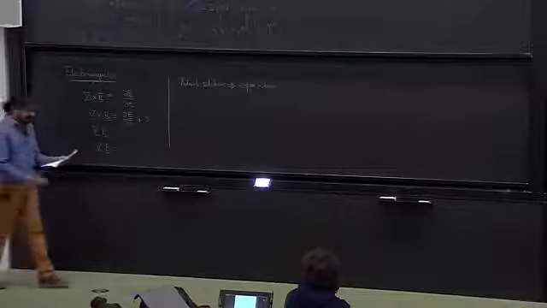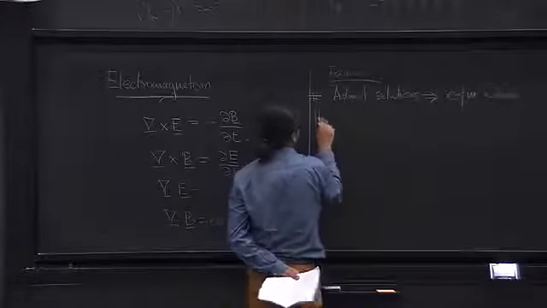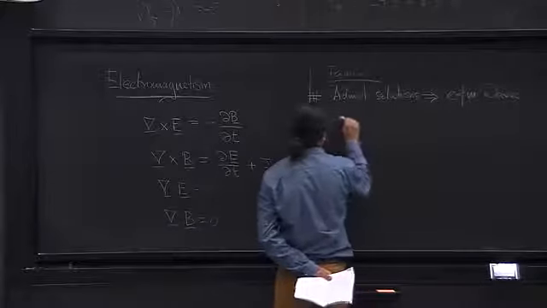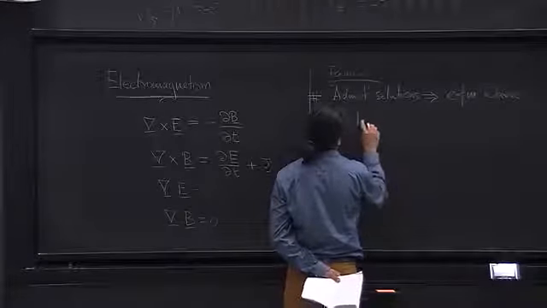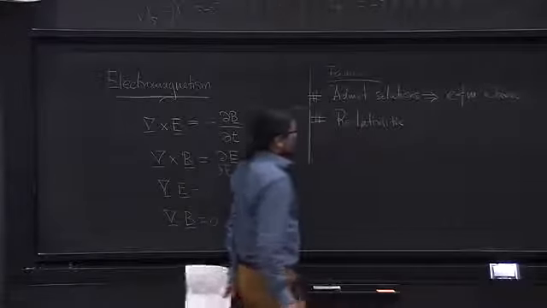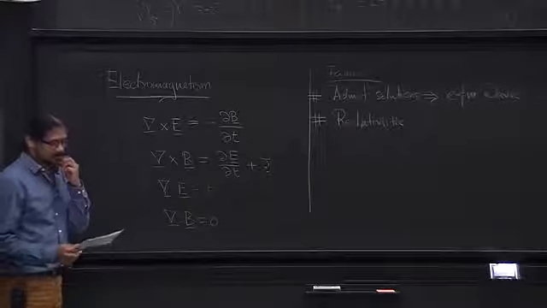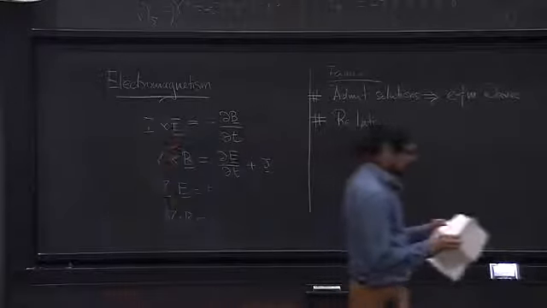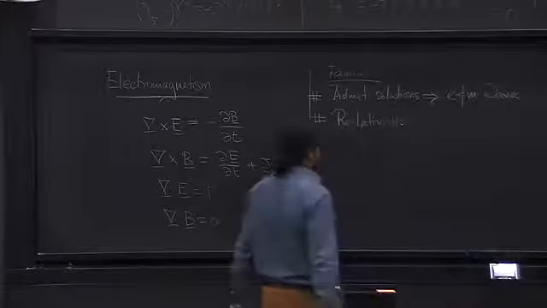So this is famous for admitting electromagnetic solutions. It's also famous for being relativistic. These equations inspired Einstein to come up with the special theory of relativity. You all know the story. So we should actually write these equations in a covariant form.